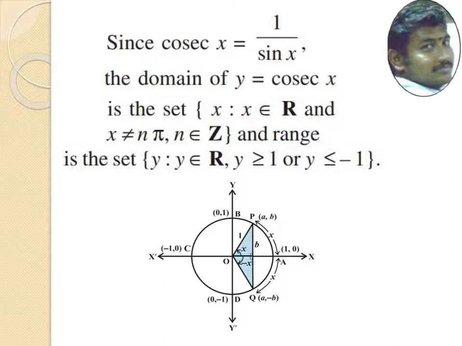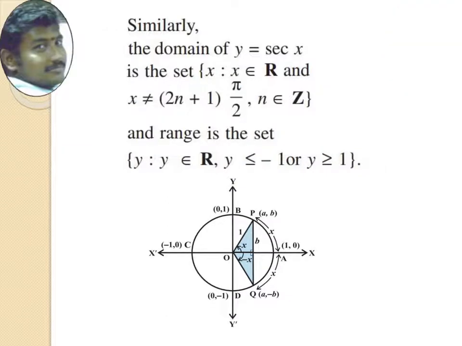Since cosecant x equals 1 by sin x, the domain of y equal to cosecant x is the set of x such that x belongs to R and x is not equal to n pi, n belongs to Z. And the range is the set of y such that y belongs to R, y greater than or equal to 1 or y less than or equal to minus 1.